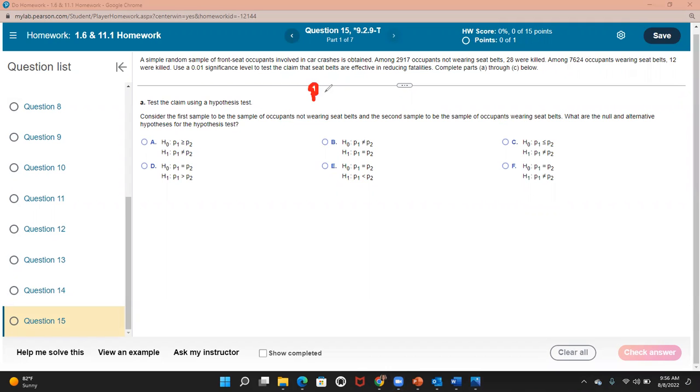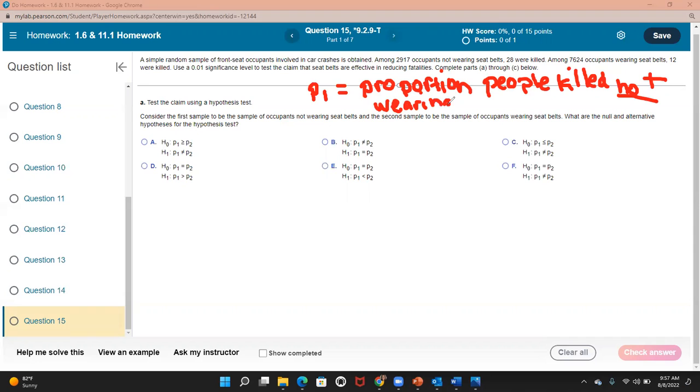What that means is that p1, the proportion for the first group, is going to be the ones not wearing seatbelts. So it's going to be the proportion of people killed not wearing a seatbelt. I just want to make sure we jot that down, because this is all the stuff that we have to think through in these problems. So it's the proportion of people killed who were not wearing a seatbelt, right? It's very large writing, so I'll probably have to erase this after we answer this question, but that's okay.